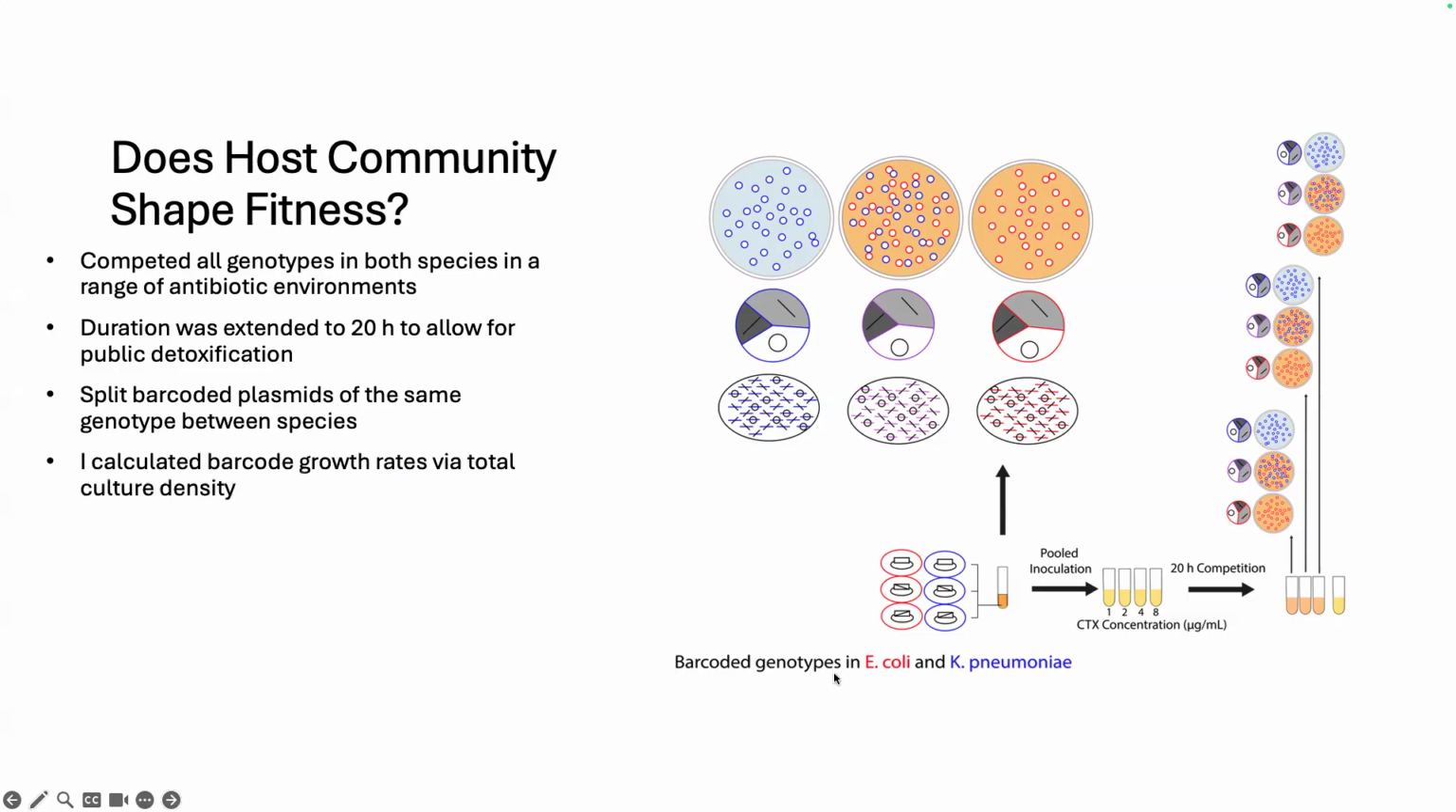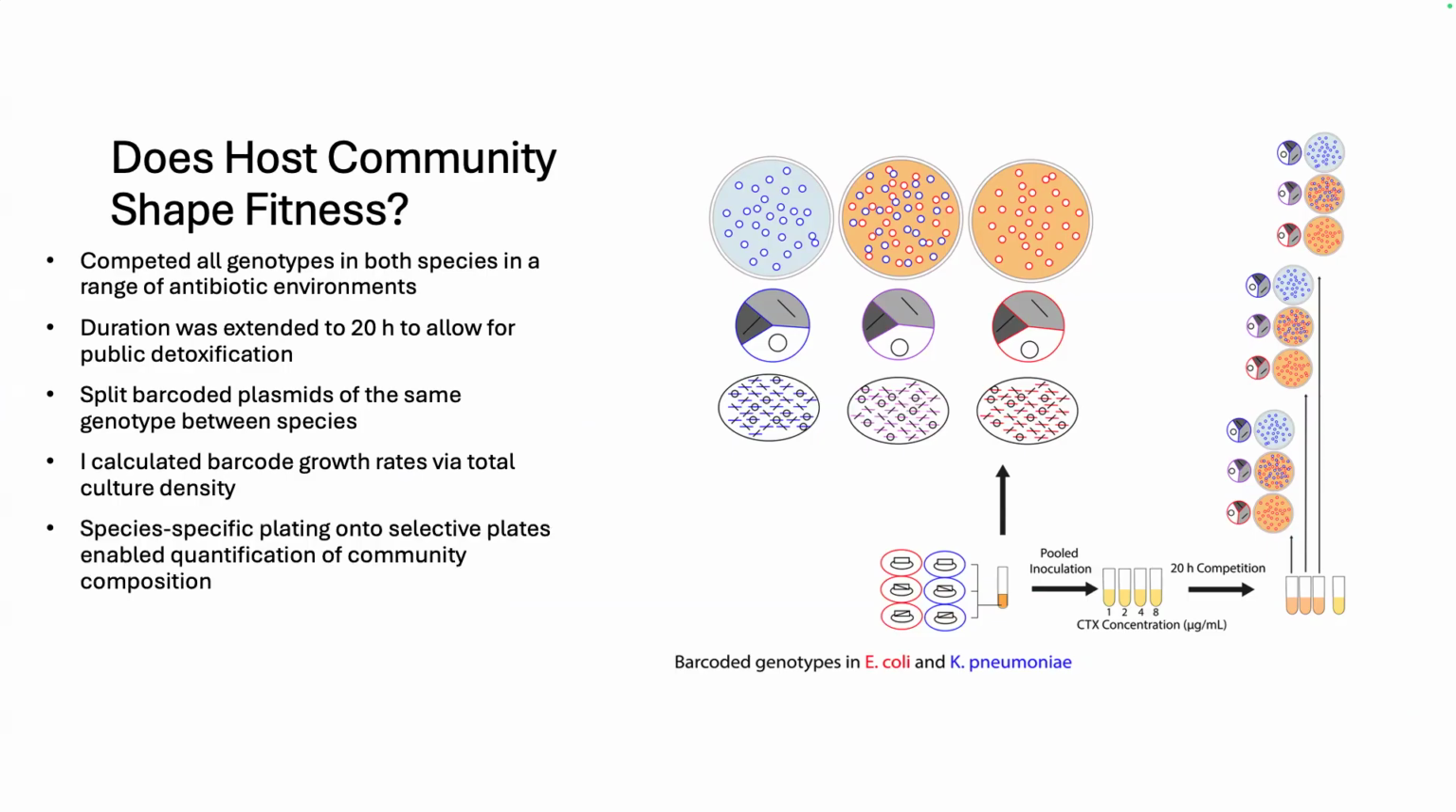And from the previous experiment, I used those same barcodes, but now I'm splitting the three barcodes for each plasmid genotype between host backgrounds. And I'm doing this so that I can track one barcode in K-pneumo only, one barcode in E. coli only, and one that appears in both species. And like in monoculture, I calculate the growth rate for genotypes via the change in barcode frequency and total culture density. But unique to this co-culture is the use of selective plates, and that is so I can culture K-pneumo only, both species, or E. coli. And I can actually quantify community composition over time.